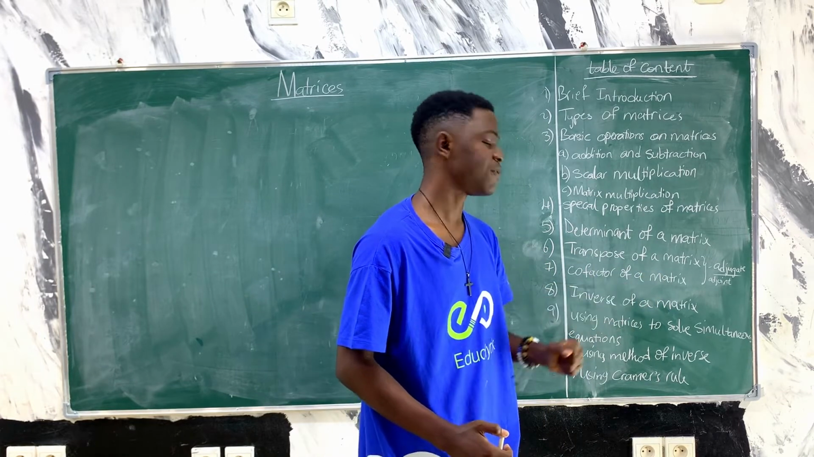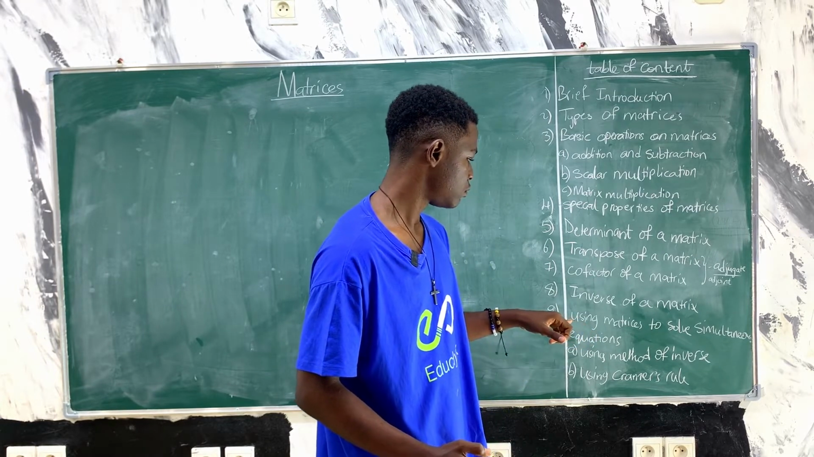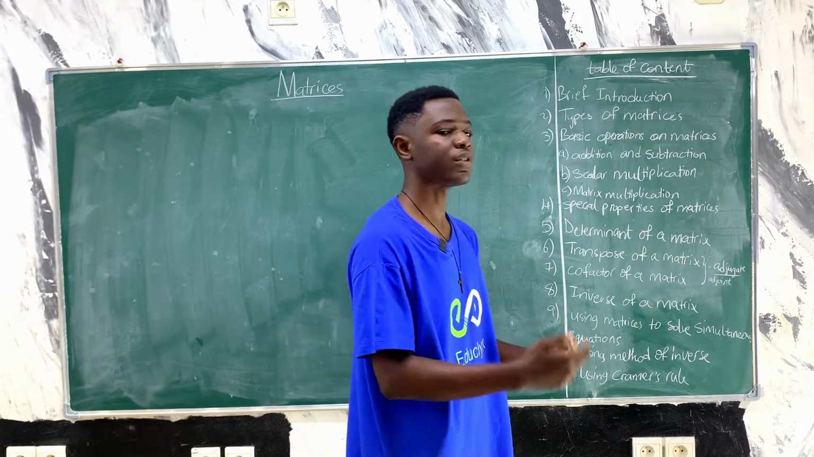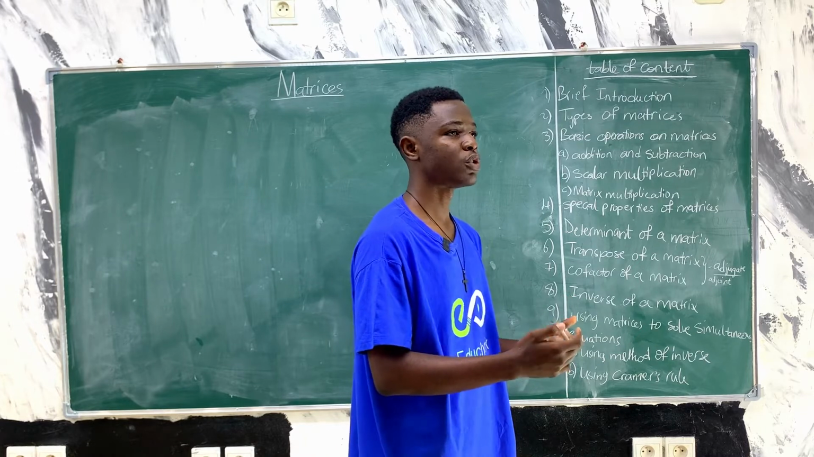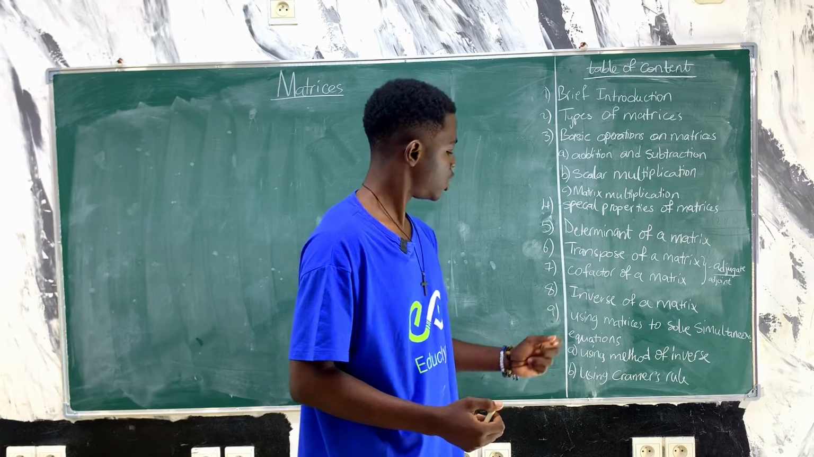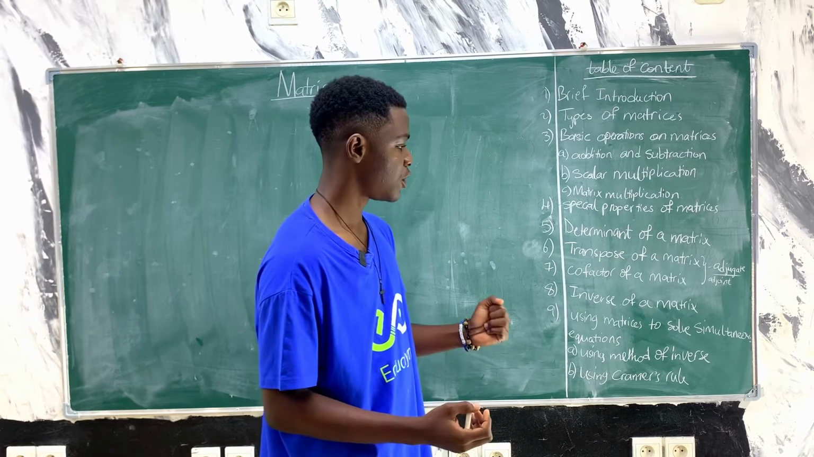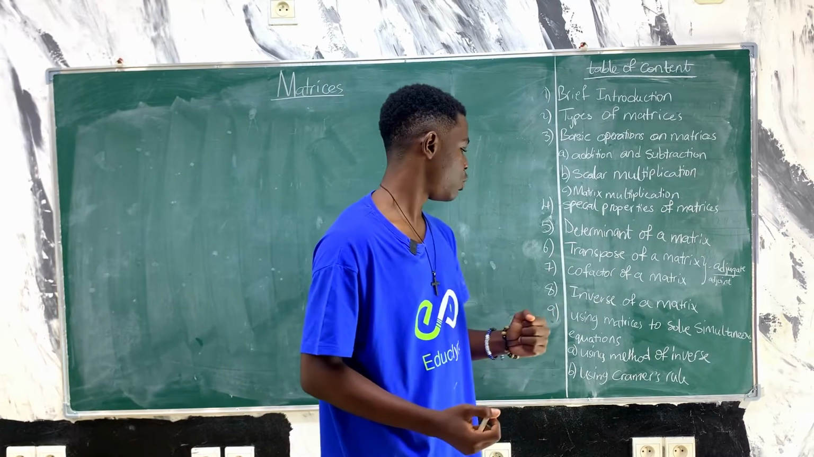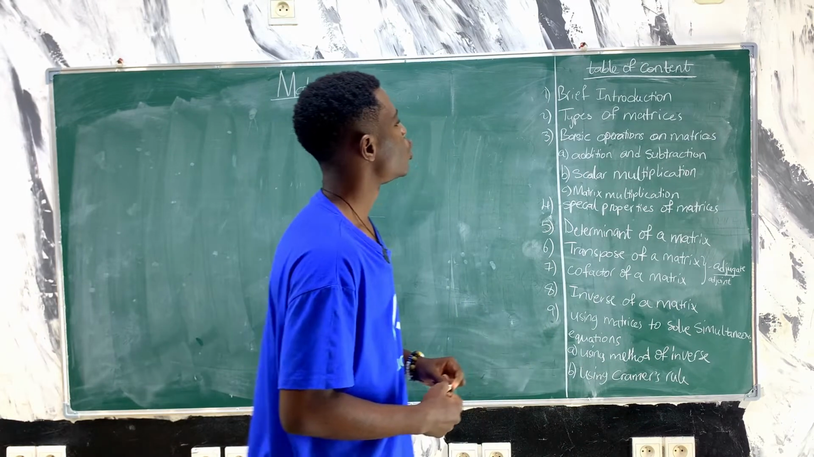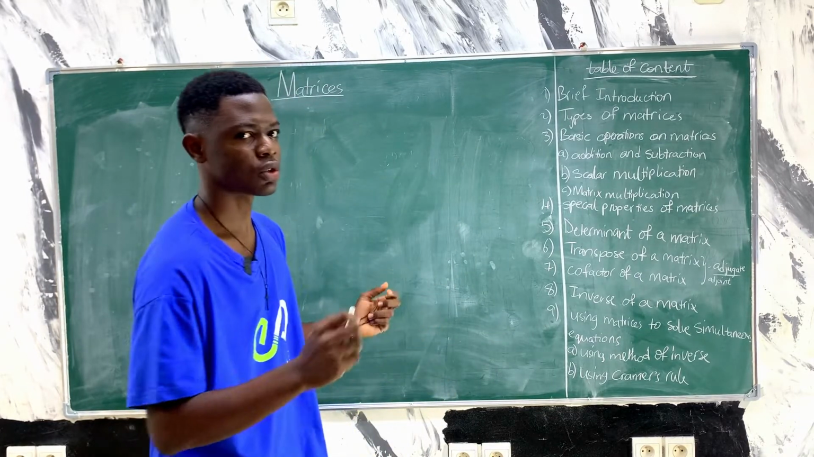So we'll learn also how to find the inverse of a matrix. We'll learn how to use matrices to solve a set of simultaneous equations. First, we use the inverse to solve simultaneous equations. Then we'll use Cramer's rule to solve simultaneous equations. So without wasting much time, let's dive into a brief introduction to matrices.